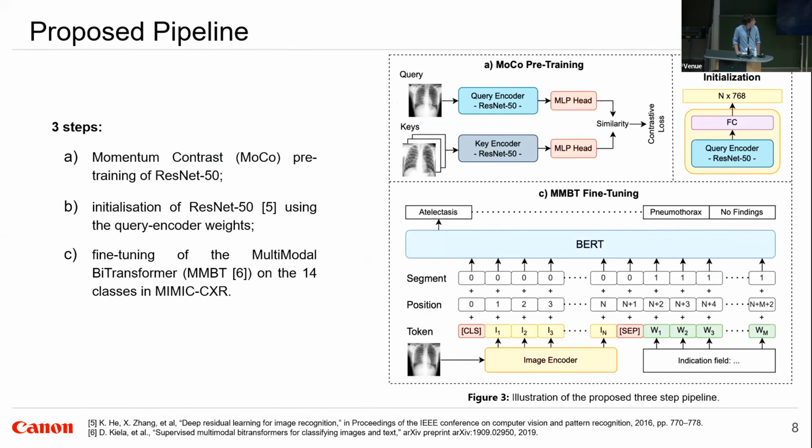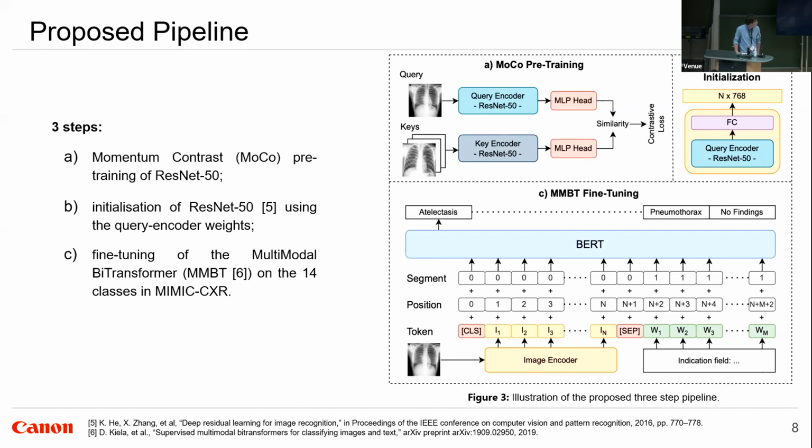Then we use the query encoder to initialize the weights of the image encoder in the multimodal model. And finally, we fine-tune the multimodal BERT transformer, or MMBT, on the 14 classes. This has BERT as a backbone, which is a transformer encoder model.